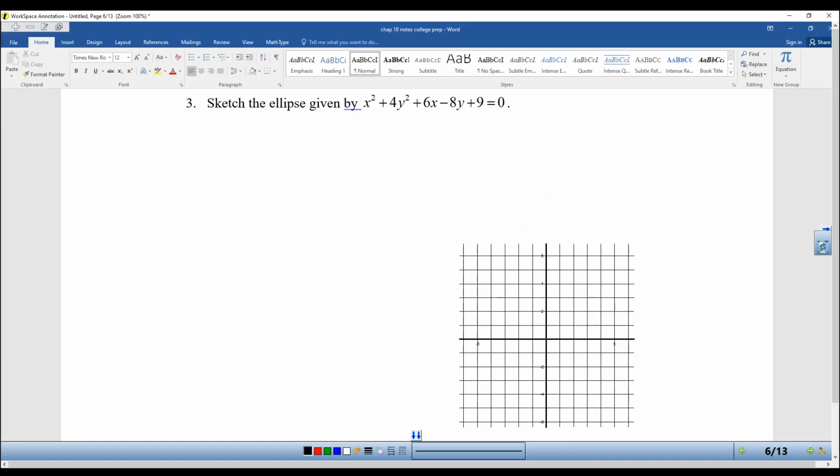Number 3. Sketch, are you ready? This is where it gets hard. Sketch the ellipse given by x squared plus 4y squared plus 6x minus 8y plus 9.